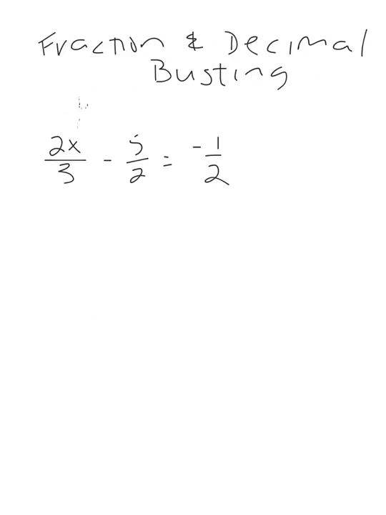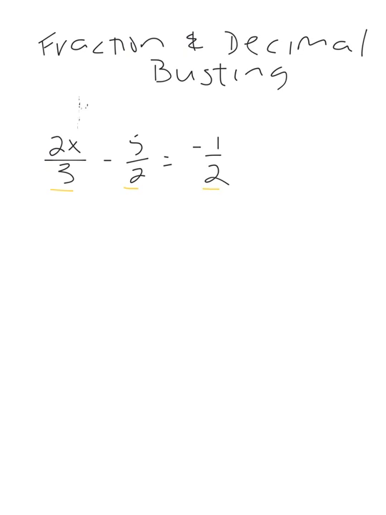We did these on page 7 in our spiral. It's called fraction and decimal busting. Sometimes working with fractions can be a little intimidating, and you have to change the denominators when you're adding and subtracting. So in this case, we're actually going to get rid of these denominators right here, by finding the least common multiple.